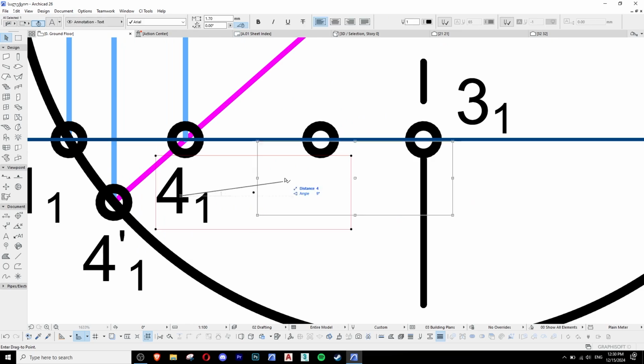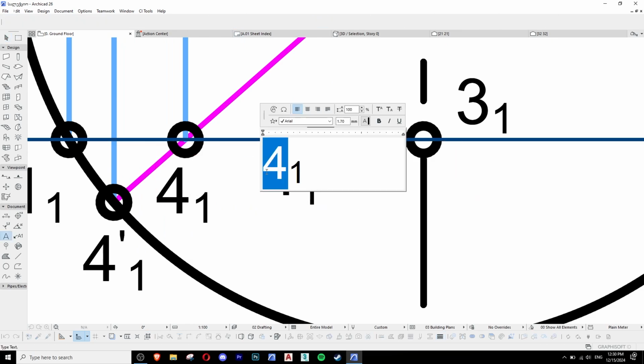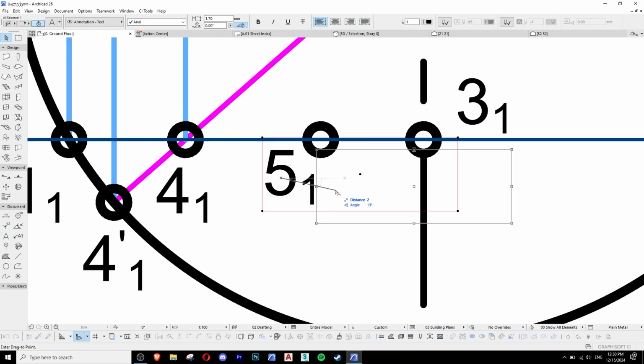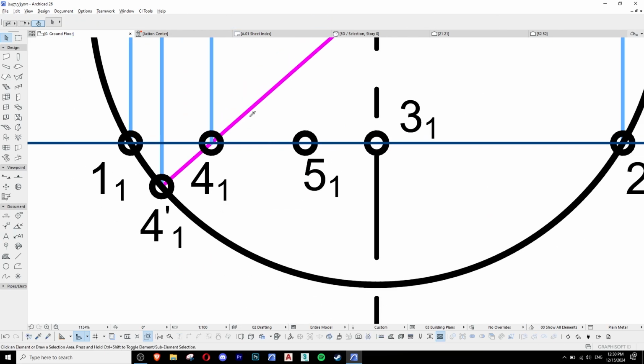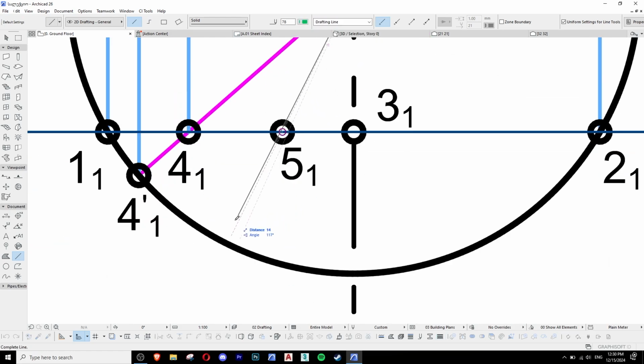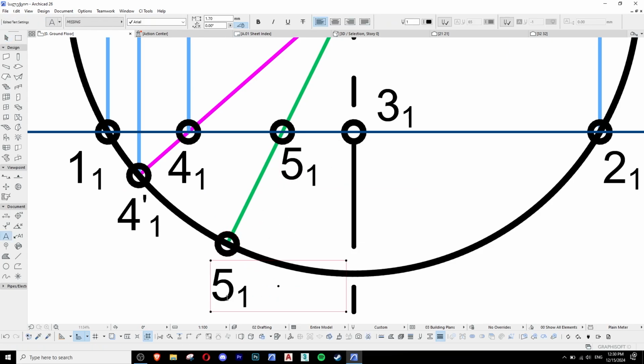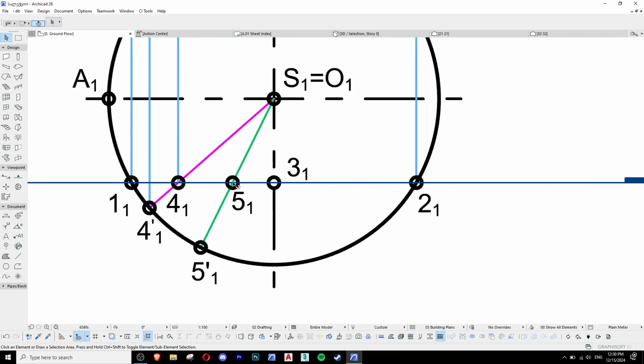So we have this point there, let's call it 5-1. And the procedure is the same. We need to draw, maybe let's give it a different color now. I'm going to give it green so we know which generator is responsible for which one. So here it is. Let's also give it a name, 5 prime.